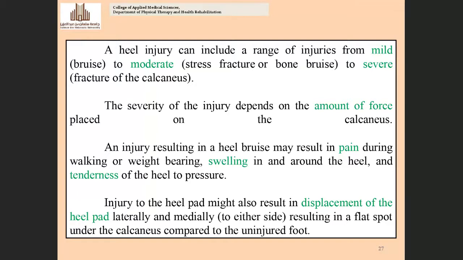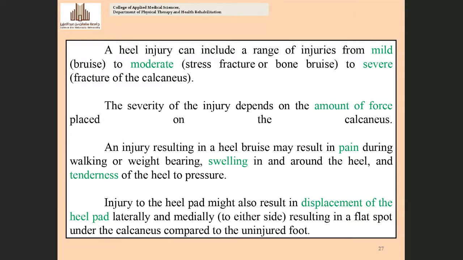An injury resulting in a heel bruise may result in pain. Whenever there is any abnormal change in our body, the first symptom is pain. So it may result in pain during walking or weight bearing. You have severe pain in the calcaneus region and swelling in and around the heel. If you palpate that area, you have tenderness.